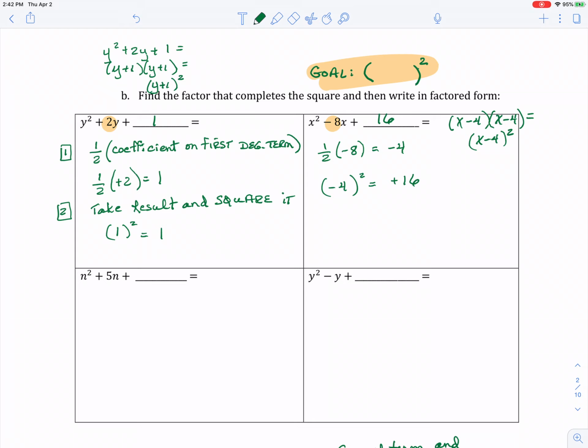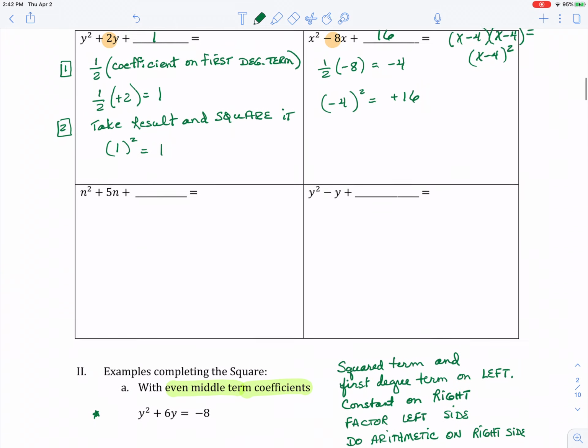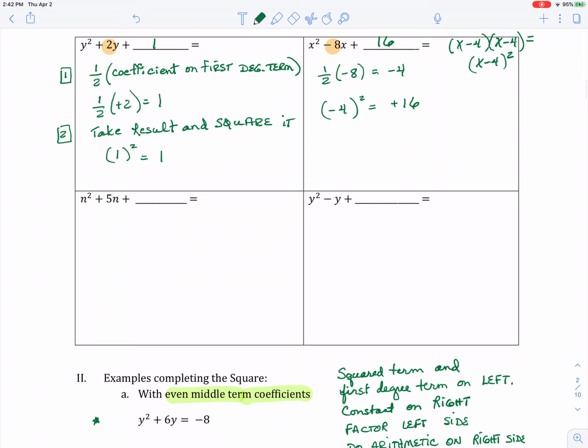So I'm going to split these exercises into even coefficients on the first degree, and then we'll go later to odd coefficients. So here is an example of odd coefficients. So again, remember the steps. I'm going to be taking 1/2 of the coefficient on the first degree term. I'm going to take that result, square that result, and that's what we will put into this position.